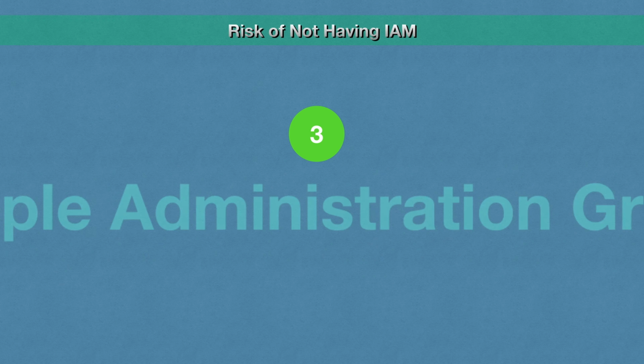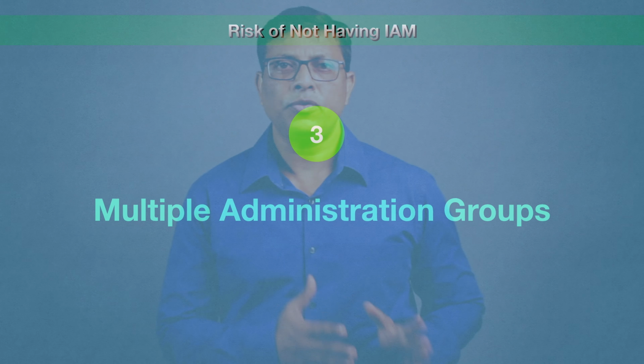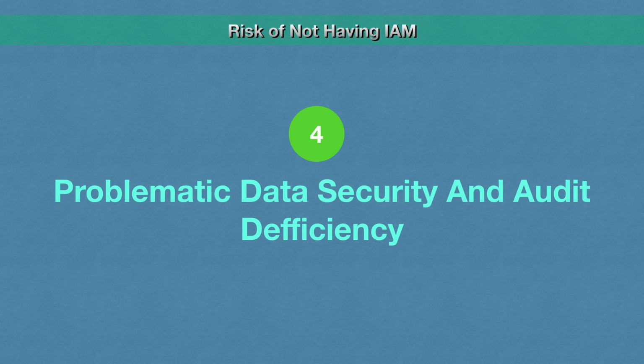The next point is multiple administration groups. As you have seen in the no IAM scenario, this may lead to task and policy redundancy. And the next issue is problematic data security and audit deficiency. Without a central identity management system, data control issues are a real possibility. When developing or implementing new applications, every project team has to add these control functionalities to the newly created application, which may lead to schedule and cost overrun.